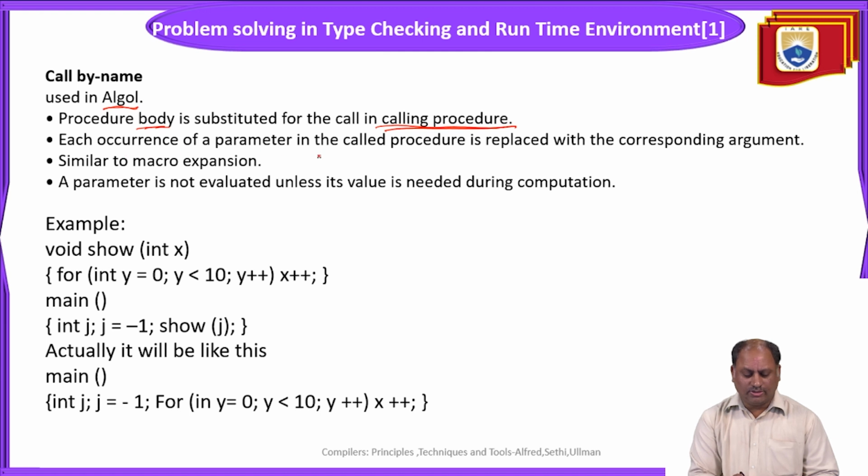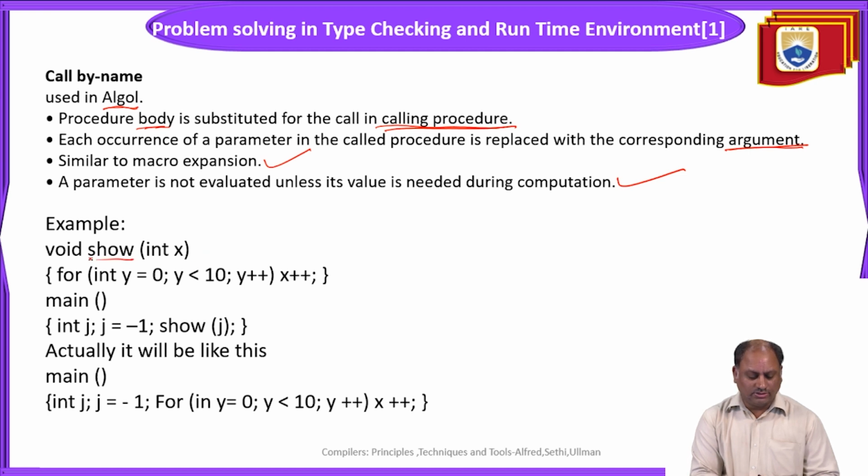Each occurrence of a parameter in the called procedure is replaced with the corresponding argument. So it is similar to a macro expansion, and the parameter is not evaluated until its value is needed during the computation. Let us see with an example how this call by name execution takes place.